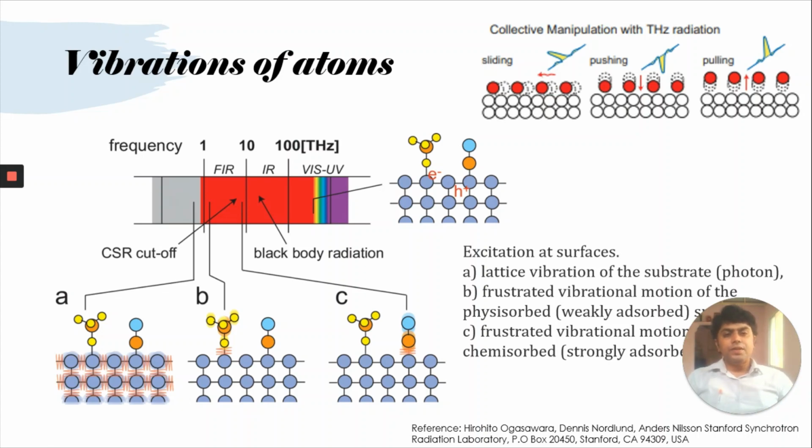There is one important paper which we can see. I have given the reference, where they have shown a collective manipulation with terahertz radiation, where sliding of an atom can be seen, pulling, pushing, all these scenarios can be observed based on the frequency which is being tuned. The tuning of the frequency could also be seen in different forms. This basically says that the excitation sources are very important. Lattice vibration at the surface is very important, considered to be a photon. Frustrated vibration, physisorbed, what we call a weakly adsorbed.